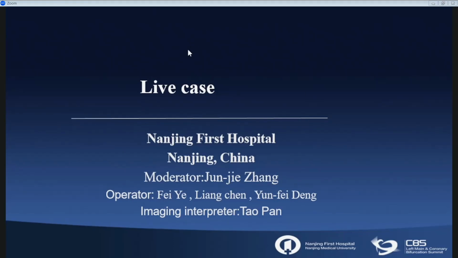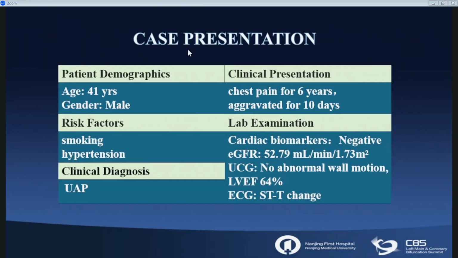Okay, good noon, ladies and gentlemen. It's my great honor to share our case with you. As described by Dr. Ye, it's a very interesting case. The patient is a 41-year-old male and his risk factors include smoking and hypertension. The patient was admitted to hospital with a chief complaint of unstable angina pectoris. His lab examination during the hospitalization shows a normal ejection fraction, but a little bit of change in his EKG, with ST change.